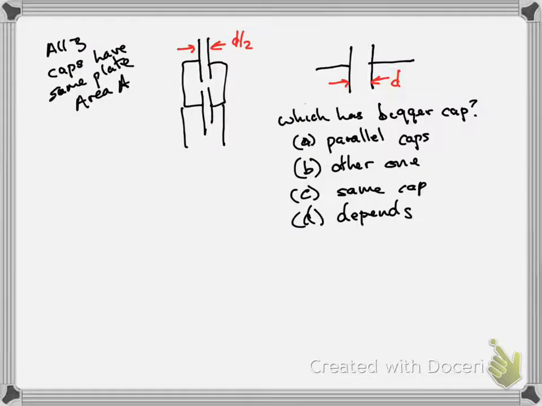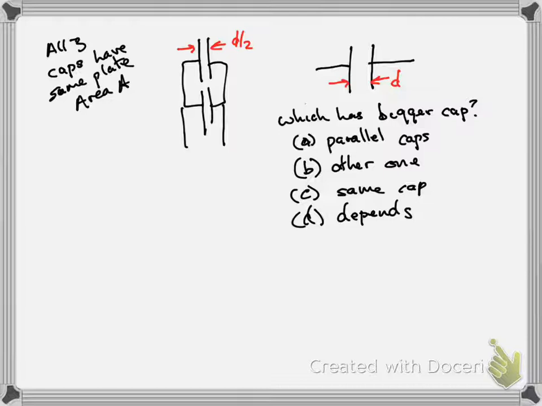Okay, so now the obvious question is what if I put two capacitors in parallel? And let's go ahead and say those two capacitors have plate separation D over 2, same plate area, and compare that to a single capacitor with the same plate area and separation D. Which has a bigger capacitance, the two in parallel or the other one? Again, I'll give you a chance to think about it, and my answer is coming up. So pause it, otherwise it's coming up now. This one hopefully was a little bit easier.